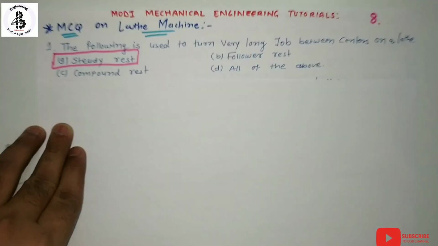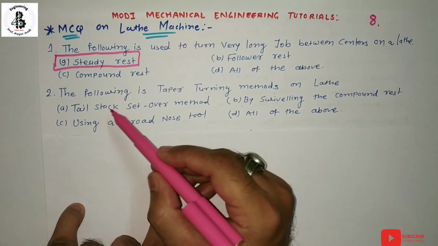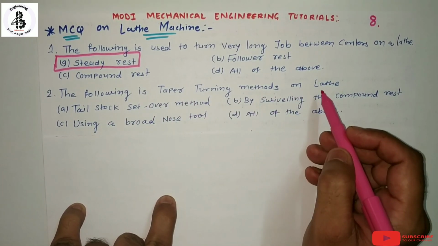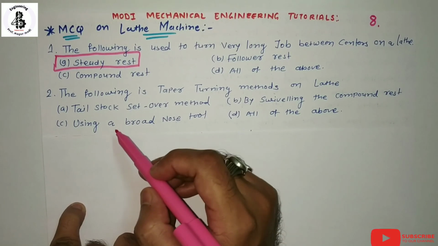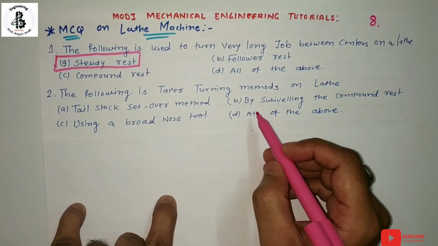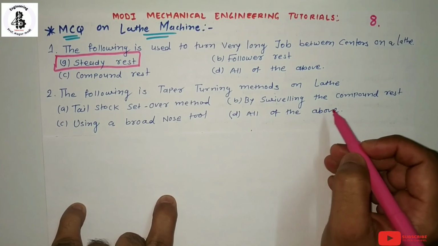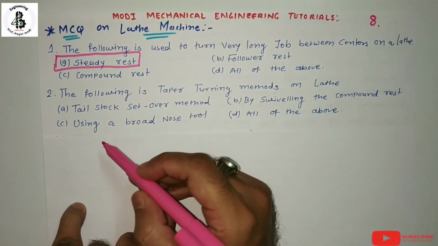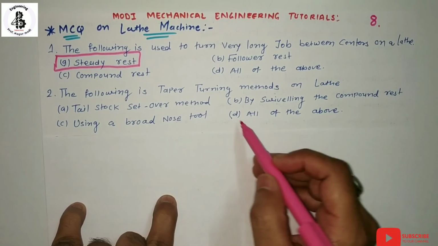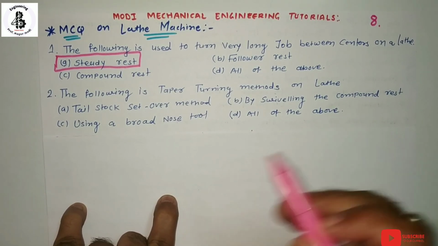Now next question. The following is a taper turning method on a lathe. Option A, tailstock set over method. Option B, by swiveling the compound rest. Option C, using a broad nose tool. And option D, all of the above.